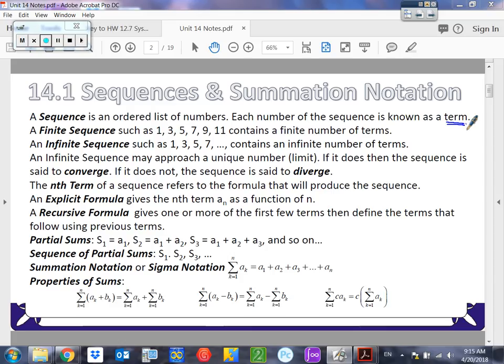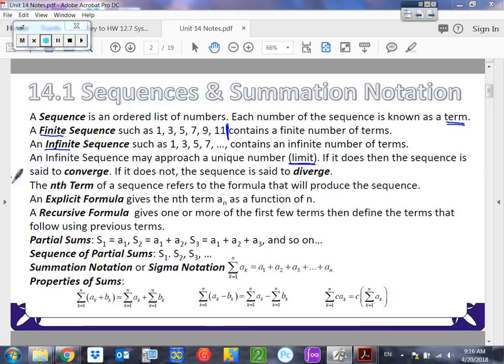There are a couple of different kinds of sequences. We can have a finite sequence, which means that they stop. They're just a specific amount of numbers. Or we could have an infinite sequence, which means that they keep going forever. An infinite sequence, there's a little bit more to one of those. It actually may approach a unique number or a limit. And if it does, the sequence is said to converge.